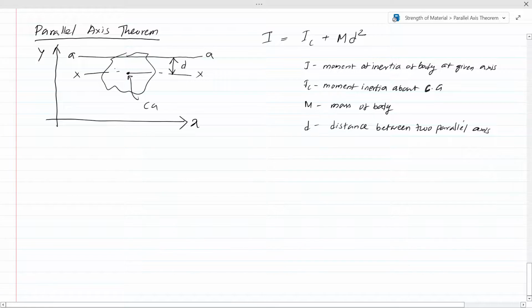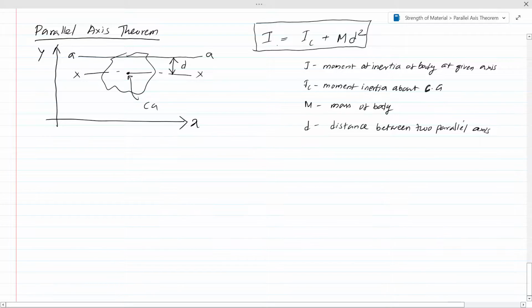As you can see here, I have shown a body having the center of gravity somewhere at the middle. So the axis XX goes through the centroid of the body. Then we are going to find the moment of inertia of the AA axis, which is parallel to the XX axis and located d distance away from the XX axis. So according to the parallel axis theorem, the moment of inertia about the AA axis can be written from this equation.